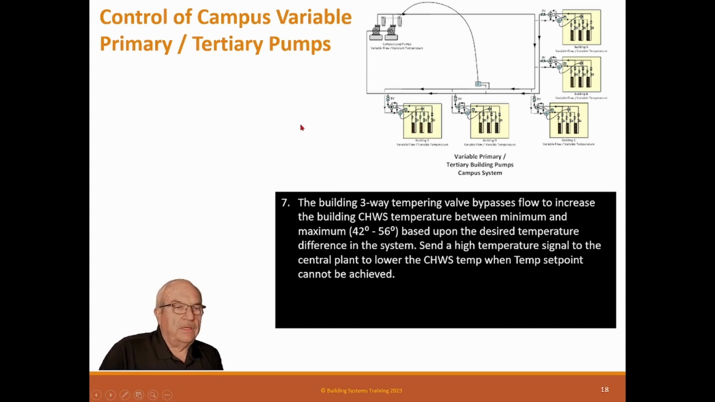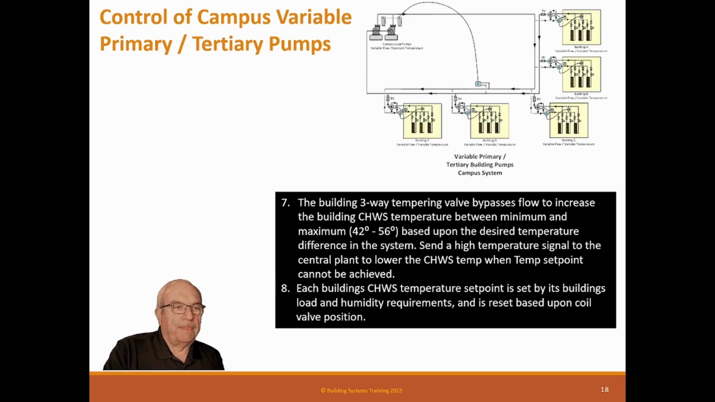The building three-way temperature mixing valve bypasses flow to increase the building chilled water supply temperature between minimum and maximum, 42 to 56, based upon the desired temperature difference in the system. Send a high temperature signal to the central plant to lower the chill water temperature when set point cannot be achieved. That's pretty simple systems on how to run them back and forth.